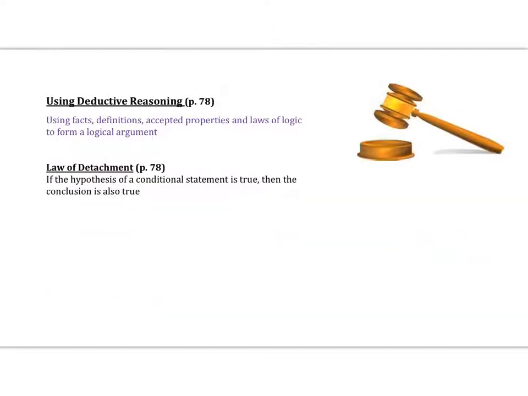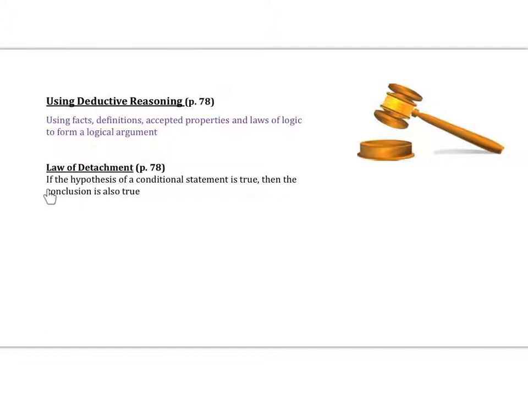All right, now let's get familiar with deductive reasoning. Deductive reasoning uses facts, definitions, accepted properties, and laws of logic to form a logical argument. So think of a judge's gavel here. When he slams it down, law is happening. It's final word. So deductive reasoning uses facts, definitions, accepted properties, and laws of logic.